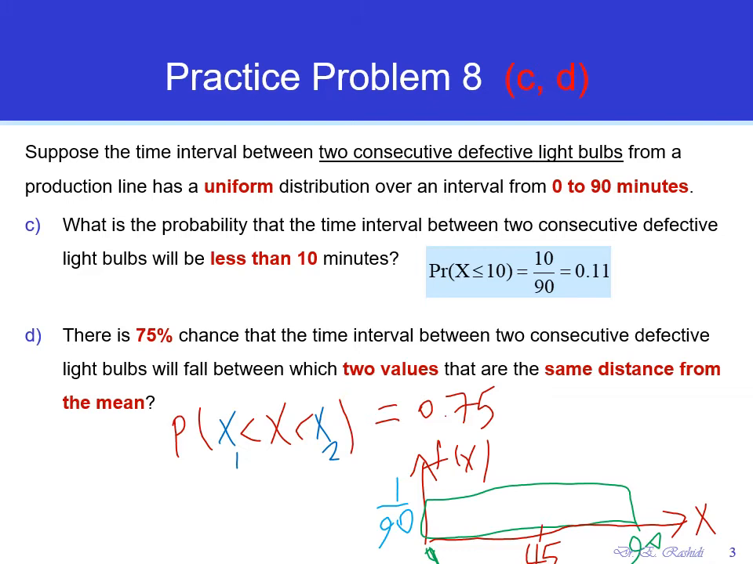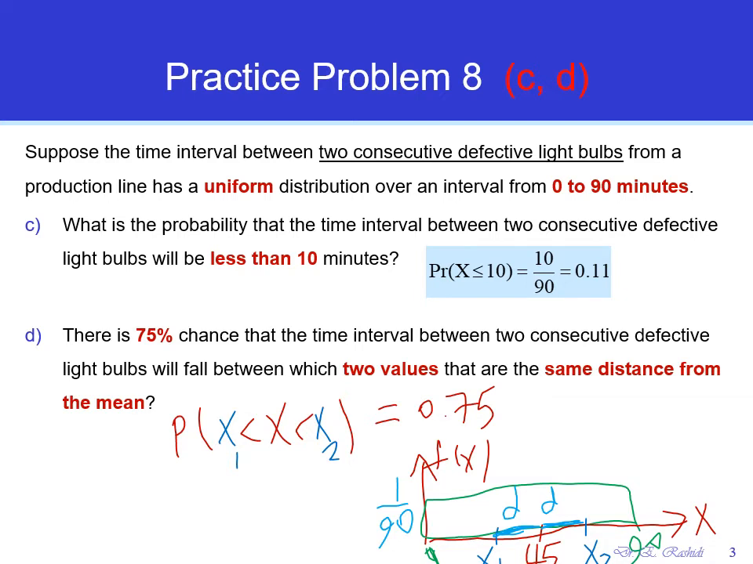And x1 and x2 are the same distance from the mean. So suppose x2 is here, and x1, the same distance on the left, is here. This distance from x1 to the average, 45, is the same as the distance from x2 to the average. I'm going to call that distance d, since we don't know what it is. So d on the left and d on the right.